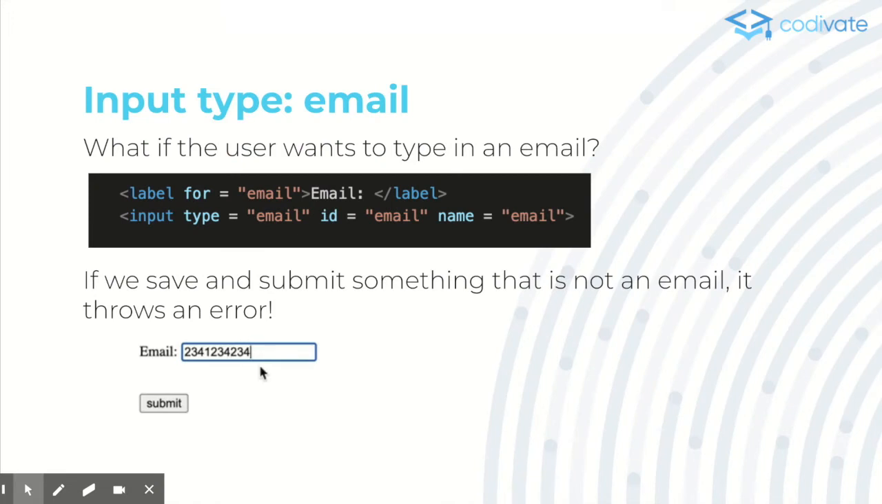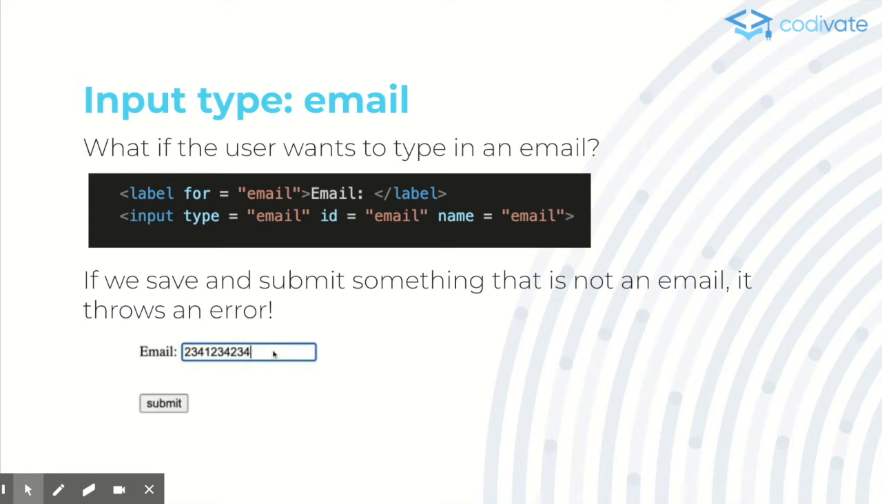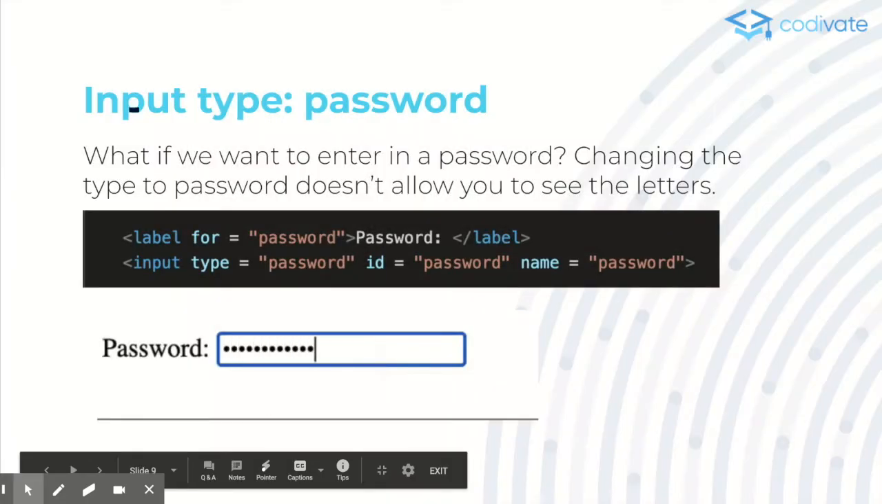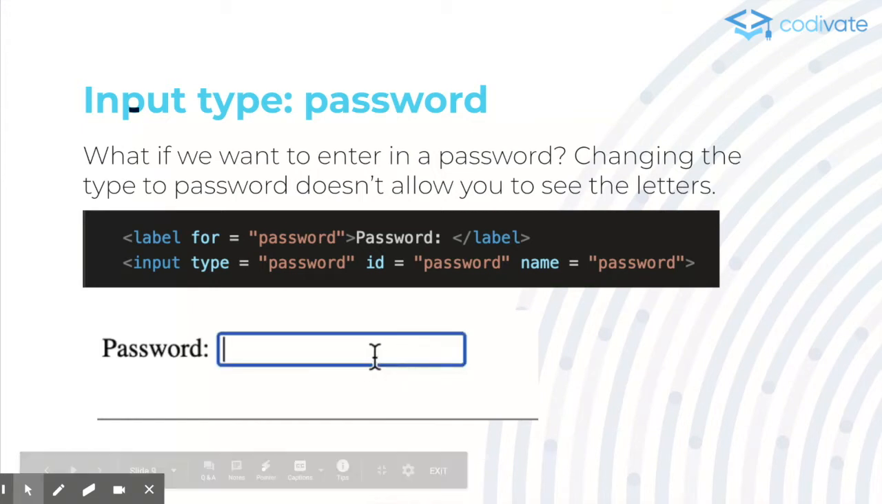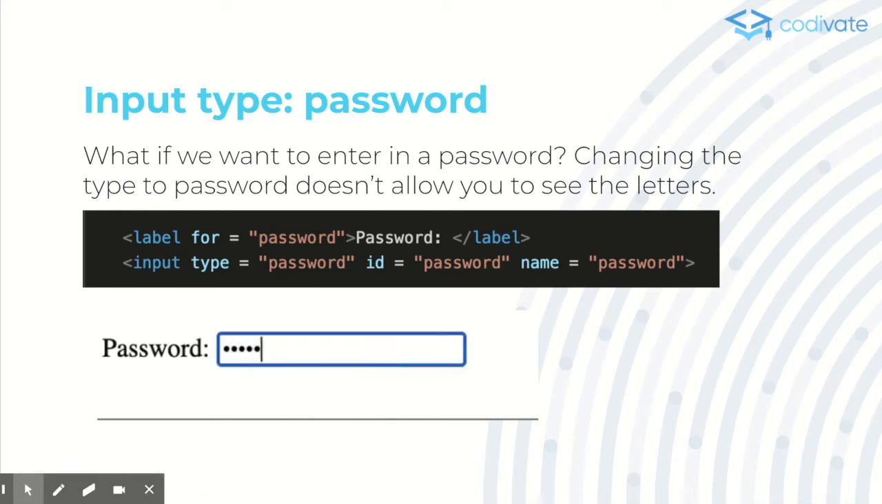Input type email. What if the user wants to type in an email? So we can use type equals email, and so if we save and submit something that's not an email, it would throw an error. So that's something that's a little cool. And again, for input type password, to type in a password, we would just change it to password, and as you can see, it changes it so you can't really see. So it's a bunch of dots, and you can't see the characters you're writing. So you would use password if you're writing a password.